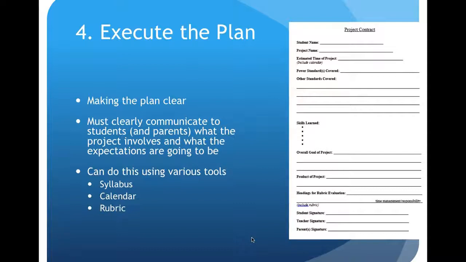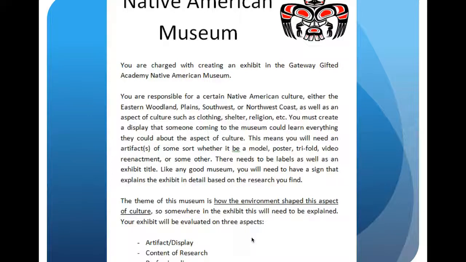And the syllabus might look something like this. So there's Native American Museum. It tells students what they're supposed to be doing, and what it is that their product is going to be. And then you see underlined how the environment shaped this aspect of culture. So that's the essential question I want students to be learning, and then how it's going to be evaluated on three different aspects.